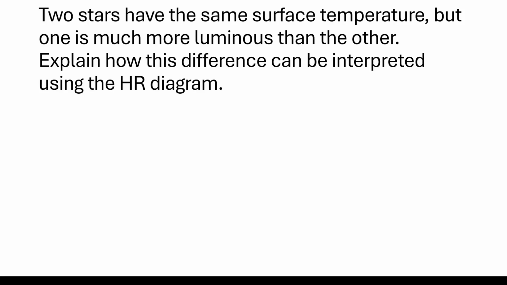Let's do the next one. Two stars have the same surface temperature. One is much more luminous. Same temperature: imagine you're drawing a vertical line on an HR diagram, because the temperature is the same. One is more luminous than the other. How can this difference be interpreted on the HR diagram? I've drawn the diagram to help you understand. Try to write your own answer.